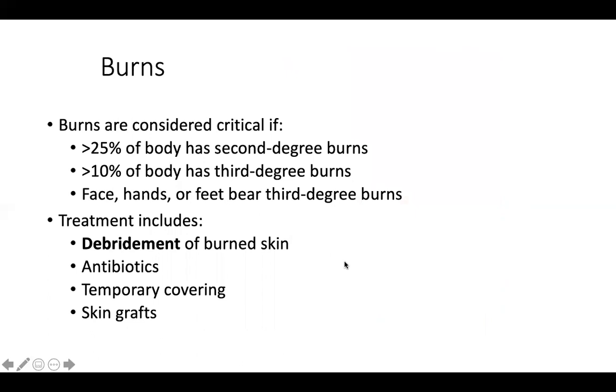What are critical burns? Well, you can see the rule of nines is in your book. It's a good one to go over how we calculate what percentage of the body is affected by the burn. So you can look at rule of nines in the book, and then you just do the math to add up. If it's more than 20% of the body with second degree, more than 10% with third, and then if it had face, hands, or feet. So any one of those three would be considered a critical burn.